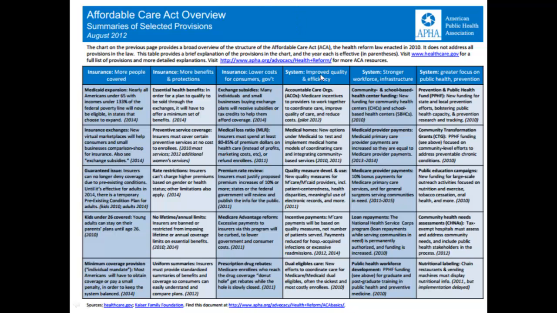And then improved quality and efficiency. We'll talk about this a lot this week. The Accountable Care Organization, medical homes, incentive payments, really, really important. And then infrastructure for workforce, increasing access to care in schools, as well as Medicaid provider incentives. One of the reasons that persons with Medicaid have a difficult time accessing a primary care provider is because the primary care provider doesn't accept Medicaid, or they have quotas on the number of Medicaid patients they will treat or provide care to.